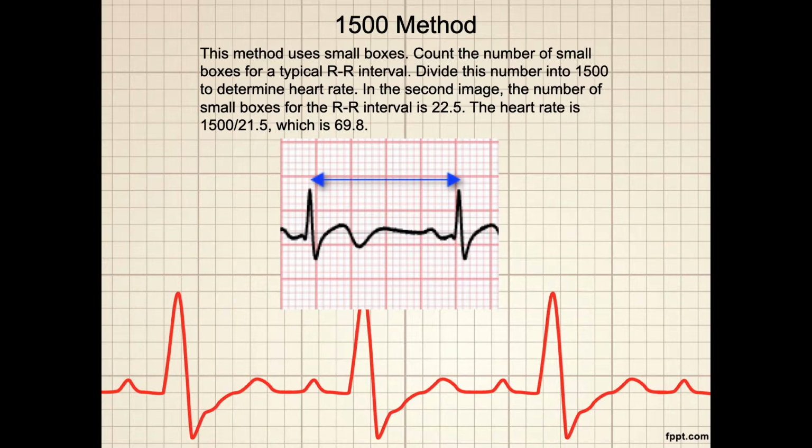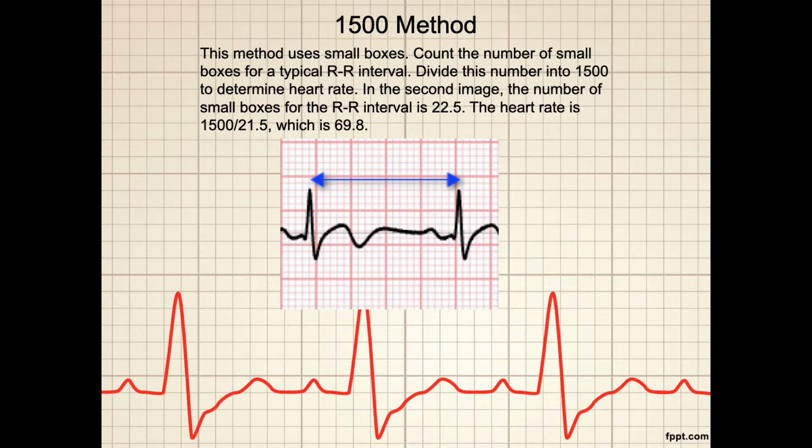This method uses the small boxes. What you do is count the number of small boxes for a typical R to R interval. You divide that number into 1500 to determine the heart rate. Now, notice that the interval between one R and the next R is about 22.5. That means you take 1500 divided by 21.5 and come up with a rate of 69.8.